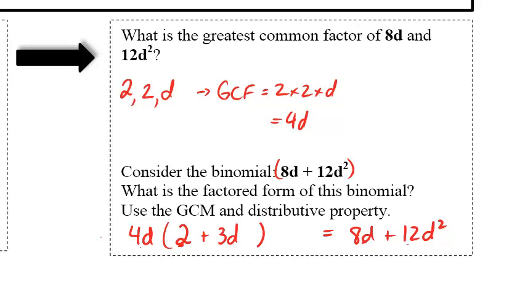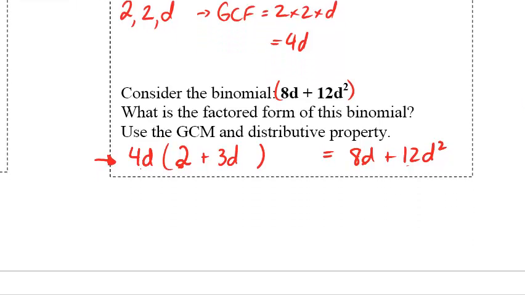So there, this is the answer to, or the solution to what I was asking. 4D times 2 plus 3D is the same as 8D plus 12D squared. And we can expand this again just to double check. So 4D times 2 is 8D. 4D times 3D is 12D squared. Yeah, works out.